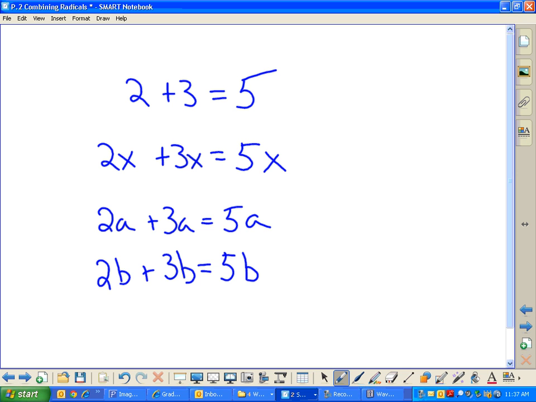So I'm going to do this one last time, but I'm going to change x, a, and b to be something else. I want you to talk to me about what you think the sum of 2 square roots of 5 plus 3 square roots of 5 should be. 5 square roots of 5. Very good. Do you see how they're kind of connected? We combine like radicals like we combine like terms.